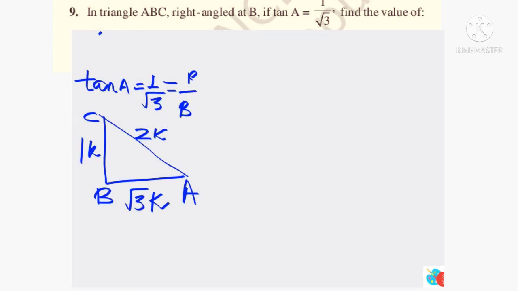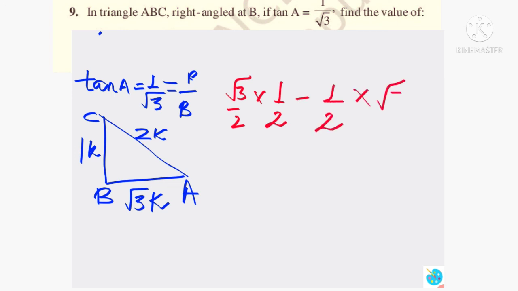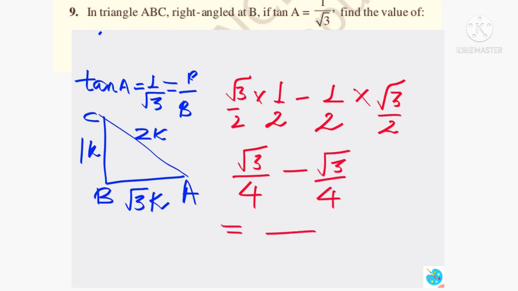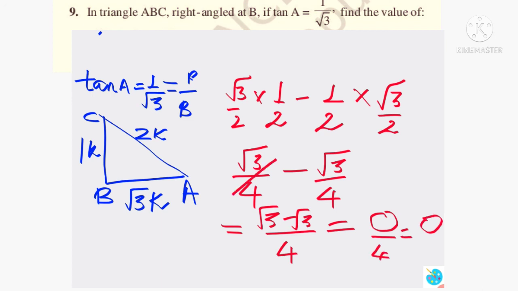Now for the second part, I have cos A cos C minus sin A sin C. The value of cos A is root 3 by 2, the value of cos C is 1 by 2, the value of sin A is 1 by 2 and the value of sin C is root 3 by 2. Let us solve. In the numerator I get root 3, denominator 4. Again the numerator is root 3 and the denominator is 4, and you see that 4 is the LCM. Directly also you can do this step. This step is not required. And 0 by 4, that is 0, must be the answer. Here only you can cut and write the answer as 0.